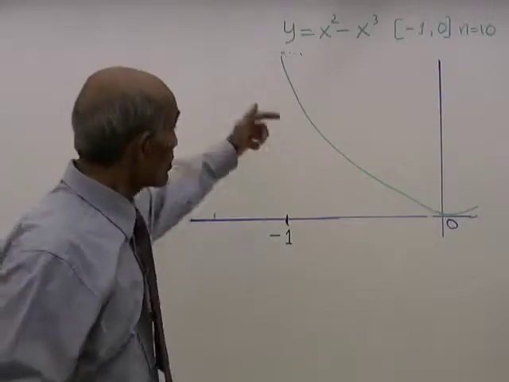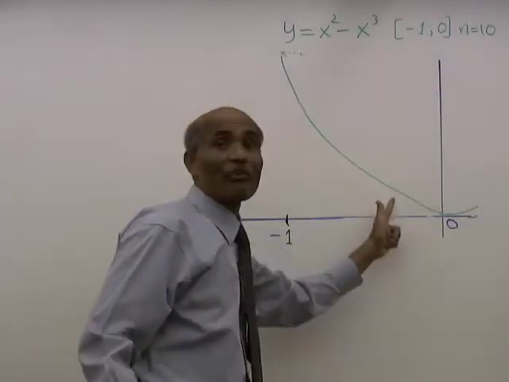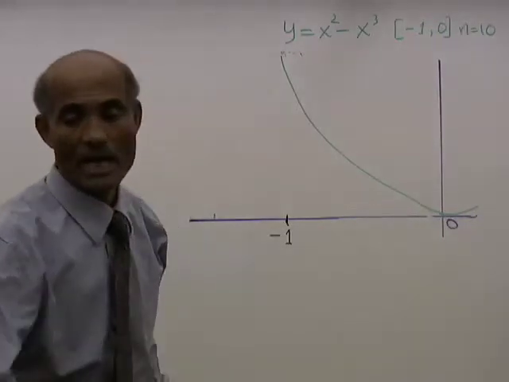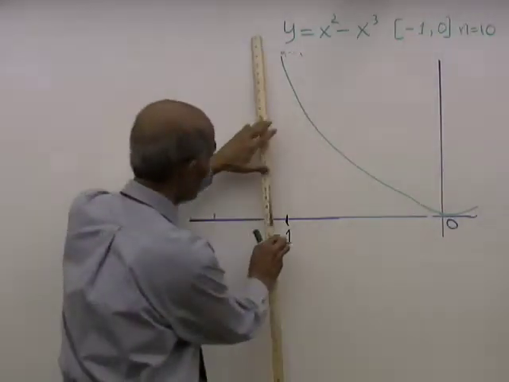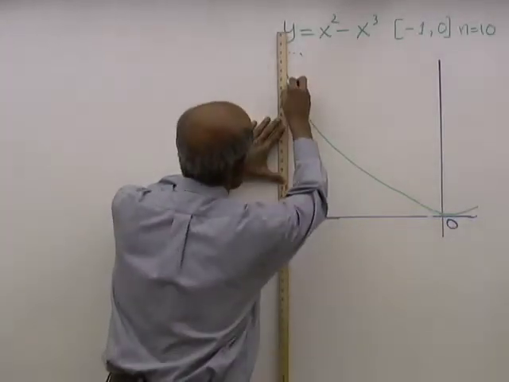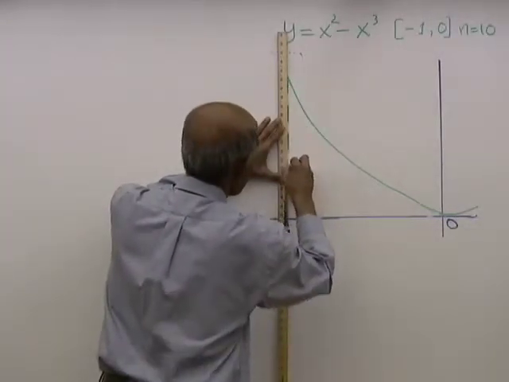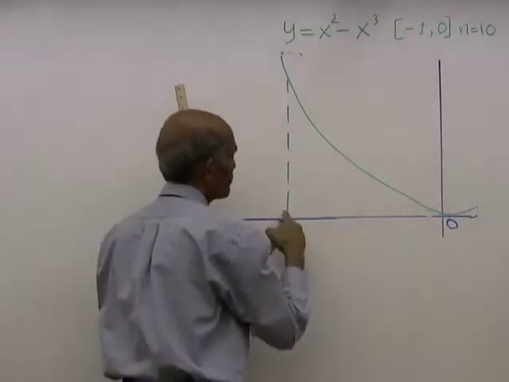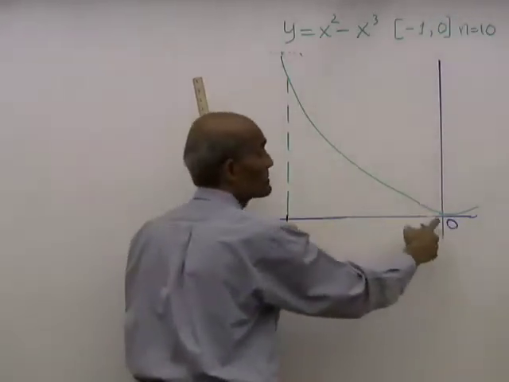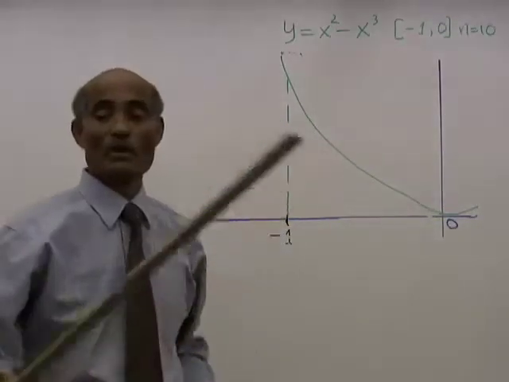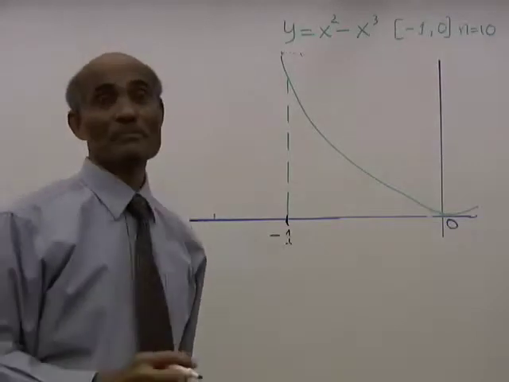Well, the graph more or less looked like this. f of x equal to x squared minus x cubed. And let's say this is x equal to -1, and we are looking for the area enclosed by the graph of the function with the x-axis from x equal to -1 to 0. This is the area we're looking for.